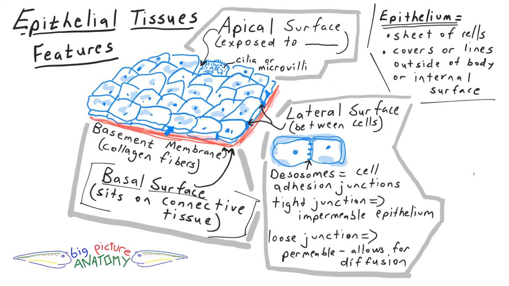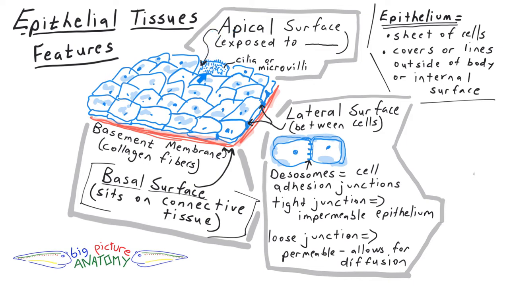So when we look at this flat sheet of cells, what we see is it has an underlying basal surface that it is sitting on, usually sitting on some other connective tissue, but there's a very thin layer of collagen fibers that we consider part of the epithelial tissue that's called the basement membrane. And that's what all of the cells are sitting on. On the other hand, the cells have an exposed apical surface, which is going to be exposed to whatever's outside, whatever the cell is covering. If it's on the outside of the body, it's going to be exposed to the air. If it's inside the gut tract, it's going to be exposed to the food and liquids that come in. If it's inside the body cavity, it's going to be exposed to the internal parts of the body cavity.